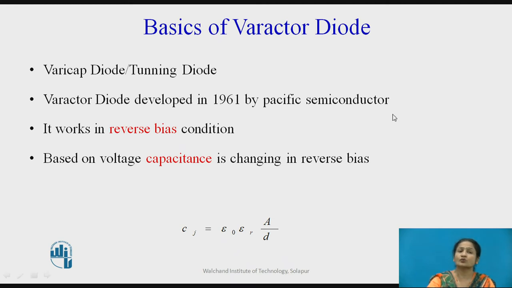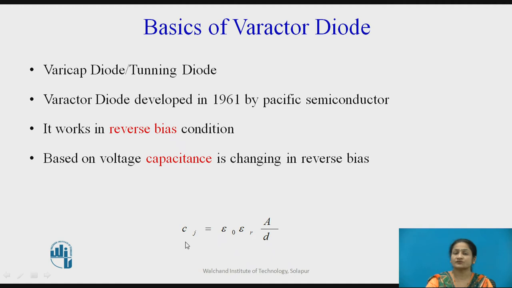These diodes are also known as varicap diodes, because there is a variable capacitance, and they are also used as a variable tuner for tuning the circuit, so they can act as tuning diodes also. These diodes were first developed in 1961 by Pacific Semiconductors. The importance of this diode is that it works in a reverse bias condition, and the capacitance changes based on the applied voltage.